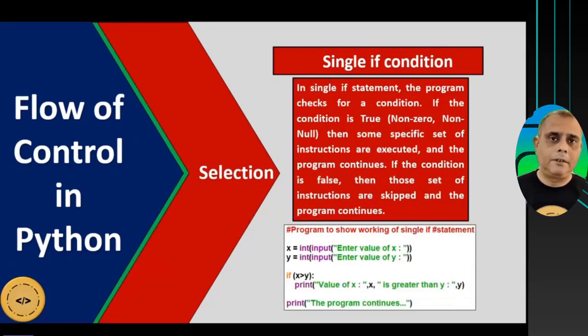First of all, single if condition. In single if condition, the program checks for only a single condition. If the condition is true, the statements which we put inside the block of the if condition will execute. But if the condition is false, the if condition is skipped and the program continues. The statements which are written inside the if condition are not executed. Let's try to understand this with the help of a program.